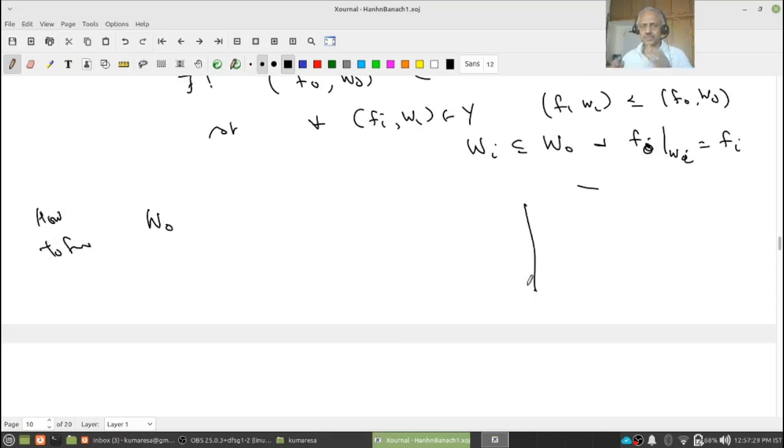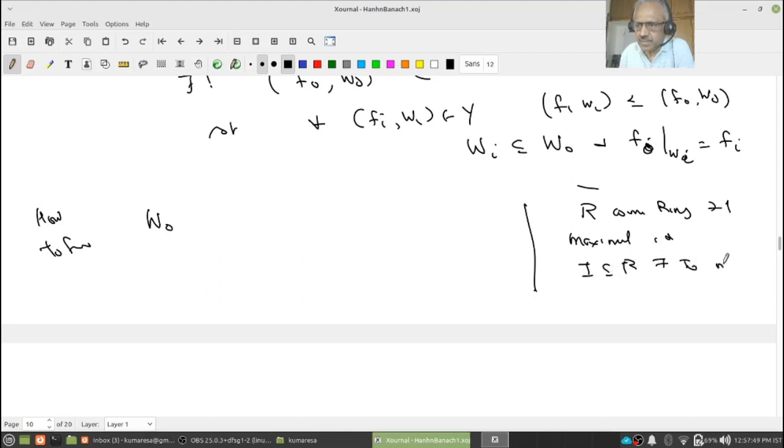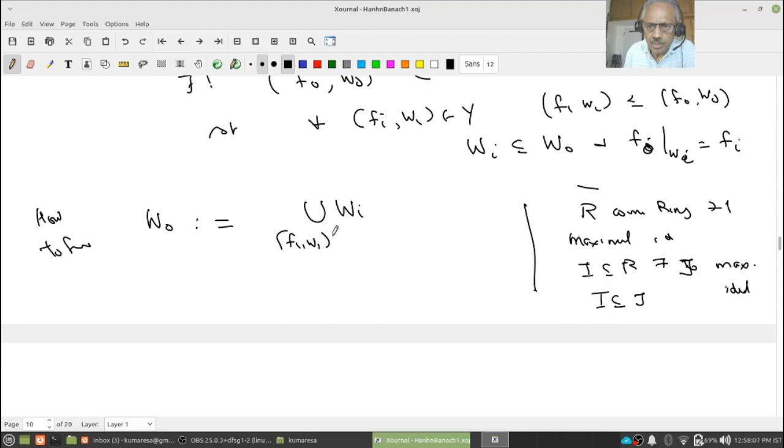Again, that's why you have to look at mathematics as a whole. Recall how you prove that a commutative ring R with identity has a maximal ideal. That is, given any ideal I in R, there is a maximal ideal J such that I is a subset of J. The trick is, that is why the containment relation is good. This W naught you define to be the union of Wi such that (Fi, Wi) belongs to my Y. Take all the vector subspaces.